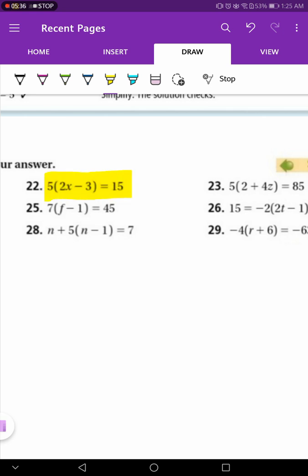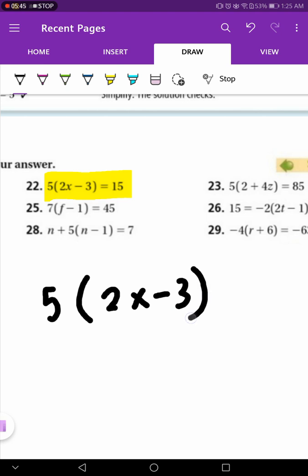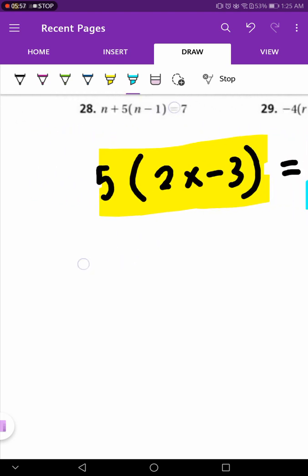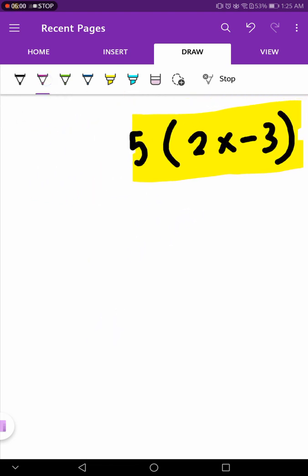See, 22. I will write it: 5 multiply 2x minus 3 equal 15. Now left and right, move to the side that has a variable. Oops, it has parentheses. Yes, so I have to eliminate them or break them. How do we break them? By multiplying the 5 by the first term and multiplying the 5 also by the second term. And you know Ali's story again.